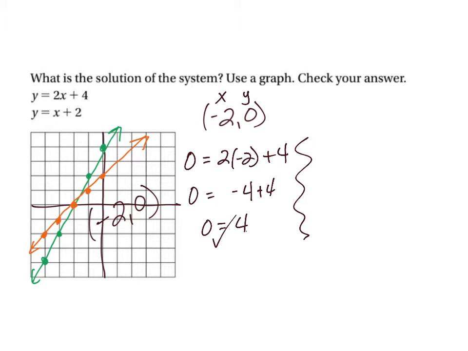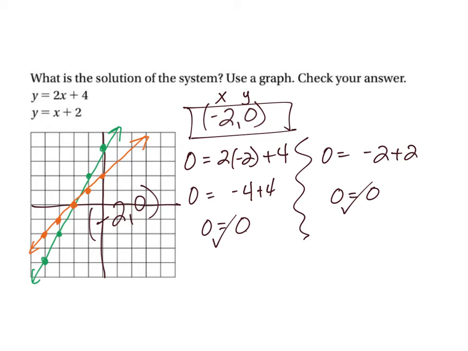Now we would do the same, oh, I put 4, I didn't mean to, sorry. 0, there it is. Now I'm going to do the same thing with the other. So I have 0 equals negative 2 plus 2, which means 0 equals 0. So both equations are true. So that means this truly is a solution. So in this case, we have one solution.